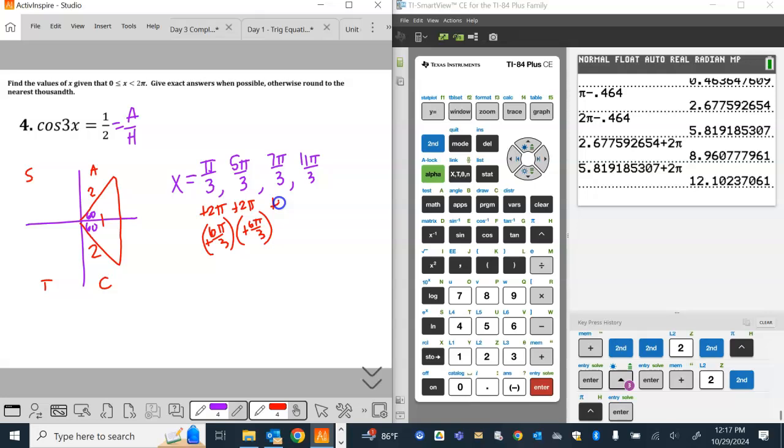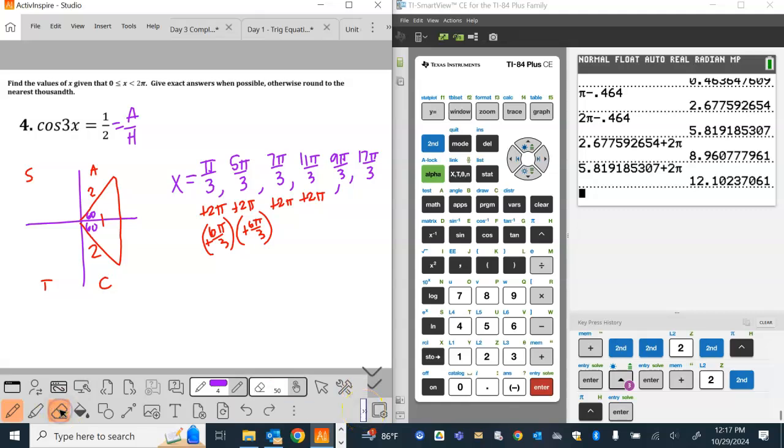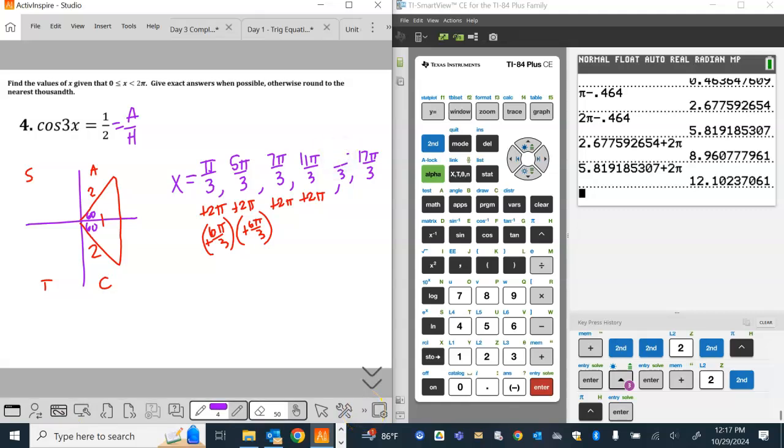Now you're doing it again. You're adding 2 pi one more time to each angle. So that's going to give you 13 pi over 3 and 17 pi over 3. I made a math mistake. Sorry, this is 13, 7 plus 6.